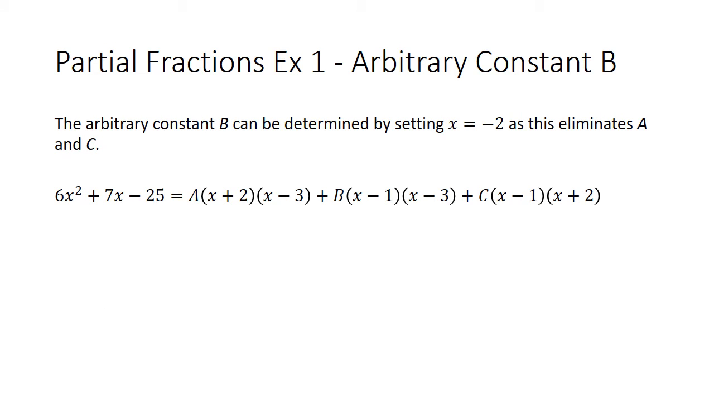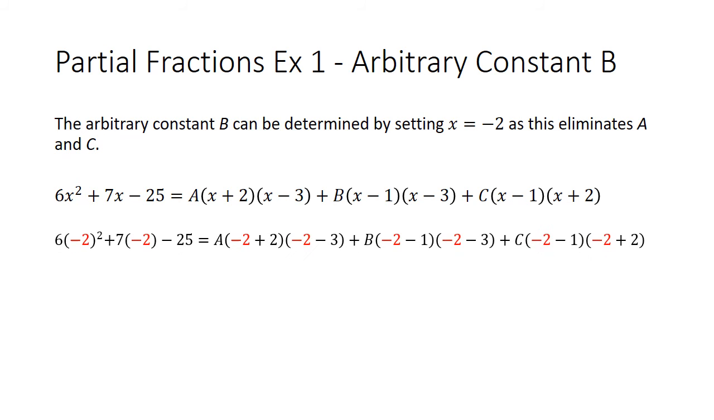Now the next step is to work out a value for the arbitrary constant B. If we look at the A and C, you can see that both of those are multiplied by x plus 2. They both share the linear factor x plus 2. So if we can get that equal to 0, we can do that by setting x equal to minus 2. So if I plug in x equal to minus 2 into that formula, it's 6 times minus 2 squared plus 7 times minus 2 minus 25 is equal to A times minus 2 plus 2, which will go to 0.